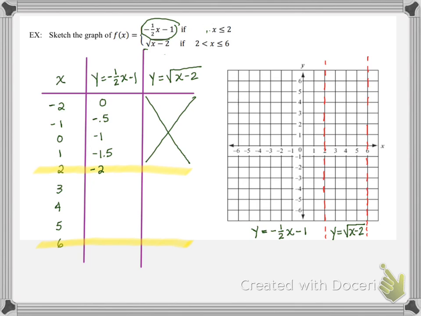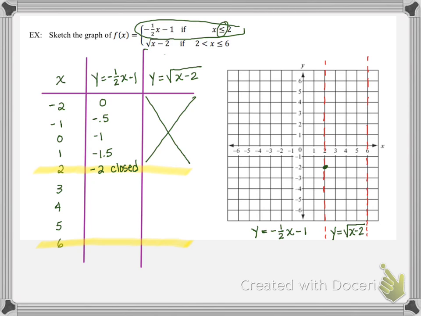Is that going to be an open point or a closed point? So you want to look on the line that has that rule and ask yourself what inequality symbol is between the x and the 2. Am I including 2 or not including 2? We're including 2, right? So looking at the line with that equation, between the x and the 2, I have a less than or equal, which means that's a closed point. So we have a closed point at 2, negative 2.